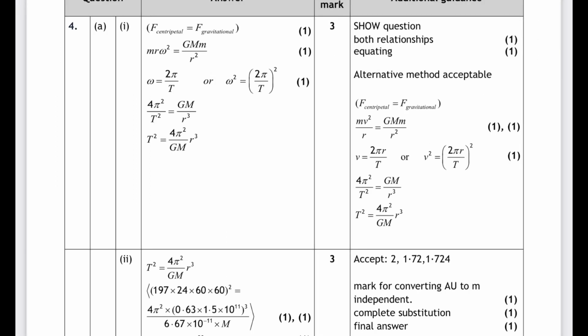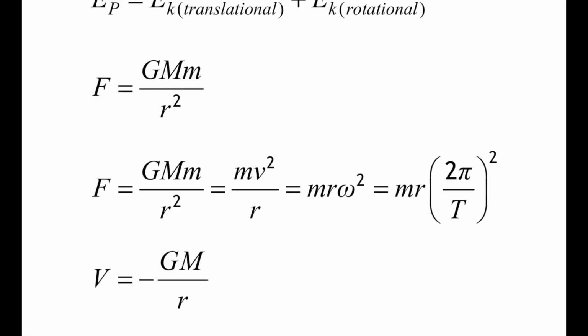Let's have a look at the MIs. Remember, these MIs are based on an older version of the relationship sheet. So 1 mark for equating centripetal force and gravitational force, 1 mark for showing those two relationships, and 1 mark for substituting in that omega equals 2 pi over T, and then rearranging for T squared. But bear in mind that this is now on your relationship sheet. This is the newest version, and all that work has kind of been done for you.